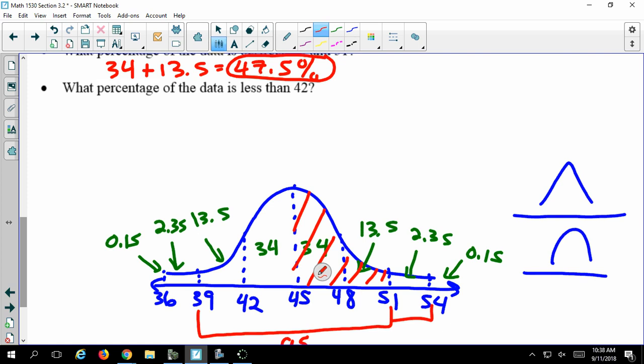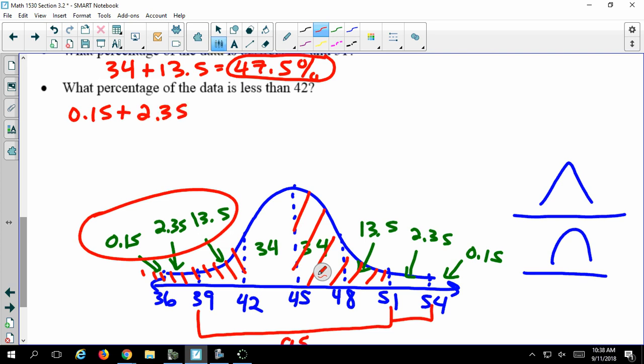What about less than 42? That would be all of these, right? It would be these three added together. So 0.15 plus 2.35 plus 13.5. 16? You check that, make sure that's 16. I think it's 16.